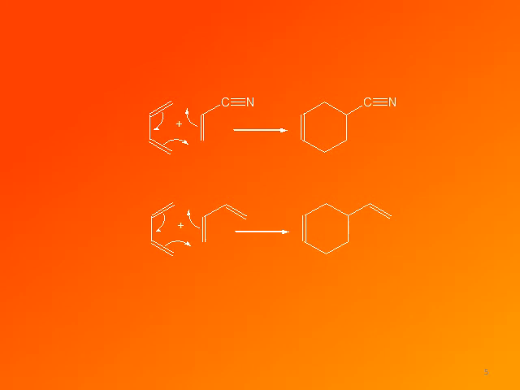Here is another example of a Diels-Alder reaction. The nitrile group, CN group, is a good electron withdrawing group, and you can always figure out the reaction product by pushing arrows either clockwise or counterclockwise. It doesn't really matter whether you push arrows clockwise or counterclockwise, the outcome is the same.